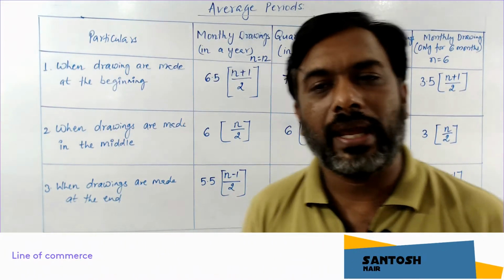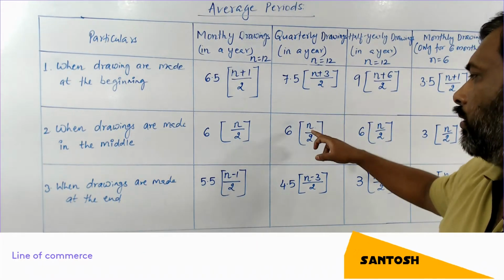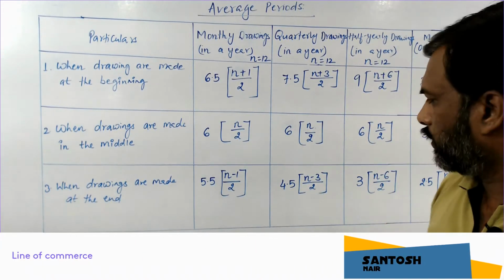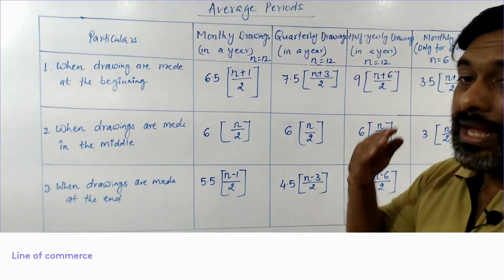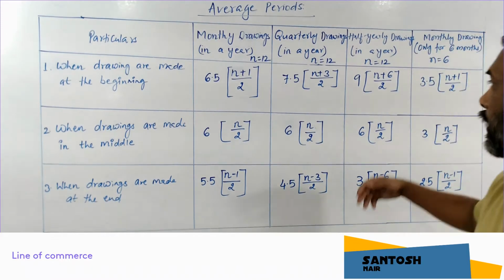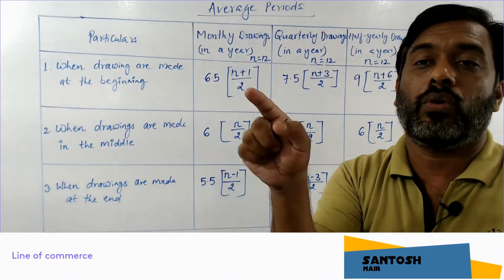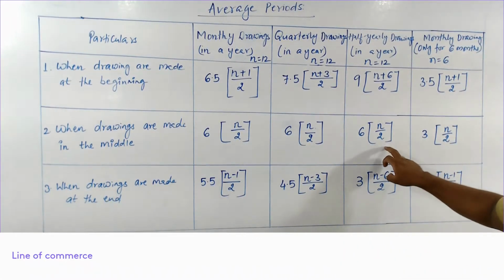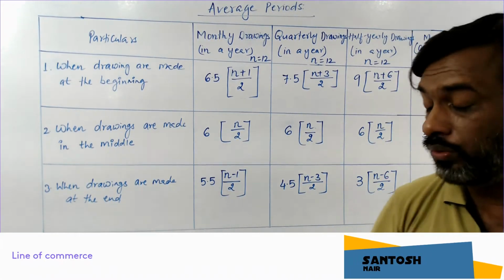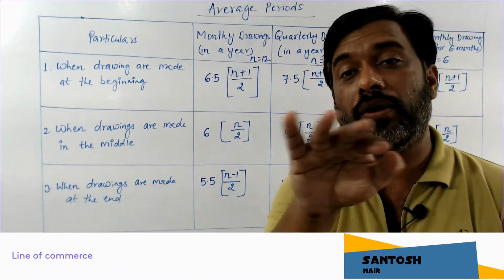Quarterly, take 3 instead of 1. Beginning of each quarter, n plus 3 whole divided by 2. Middle is n by 2. End of each quarter, n minus 3 divided by 2. So you will get the answer. Half yearly, beginning of each half yearly, it is n plus 6 whole divided by 2. Middle of each half yearly, n by 2. And end of each half yearly, n minus 6 whole divided by 2.